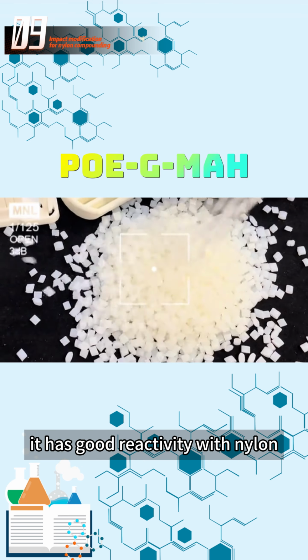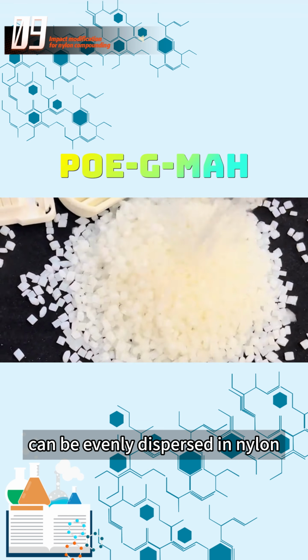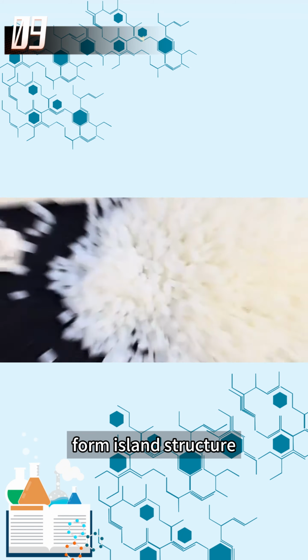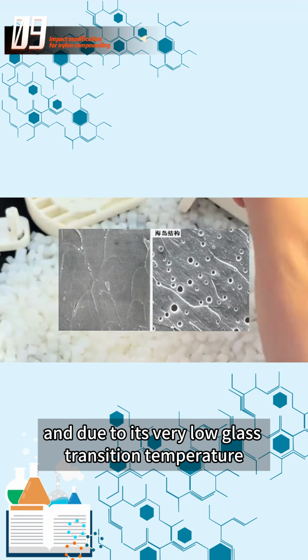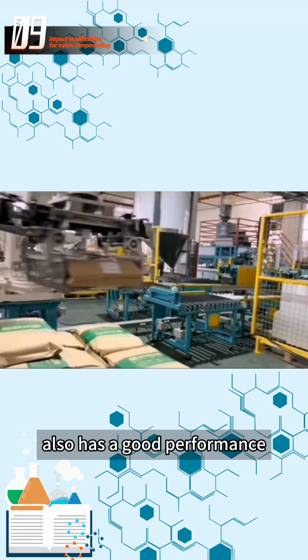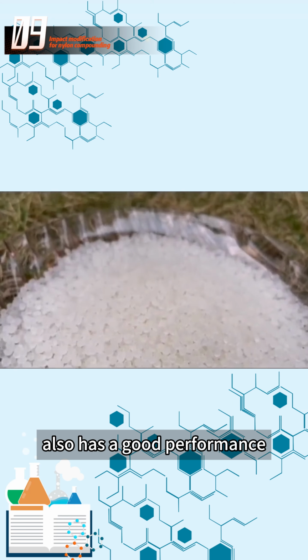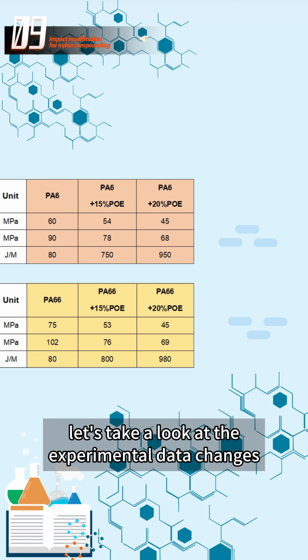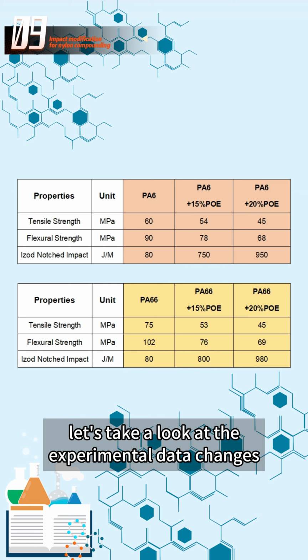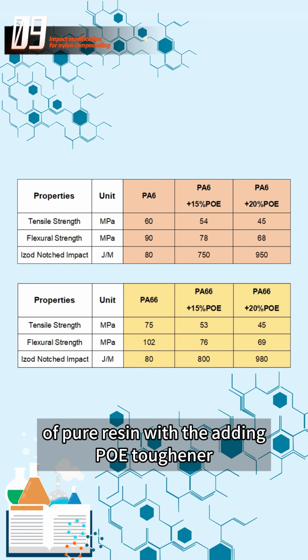It has good reactivity with nylon, can be evenly dispersed in nylon, forms an island structure, plays a toughening role, and due to its very low glass transition temperature also has a good performance in nylon ultra low temperature toughening. Let's take a look at experimental data changes of pure resin with adding POE toughener.